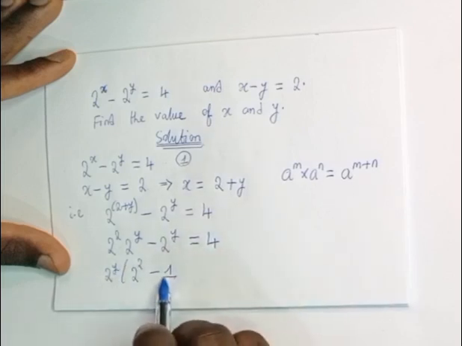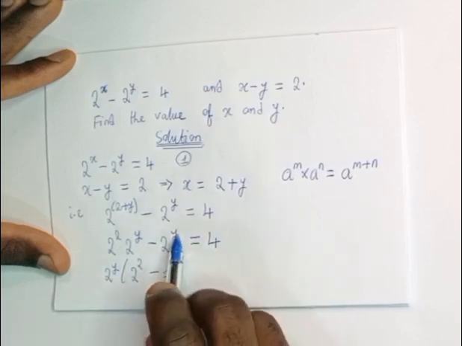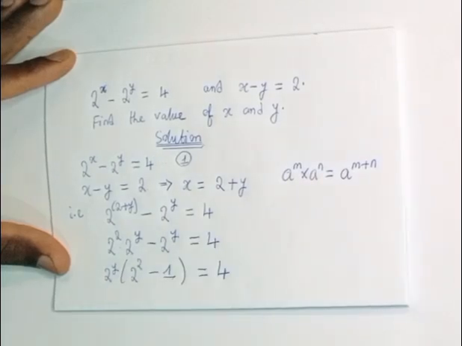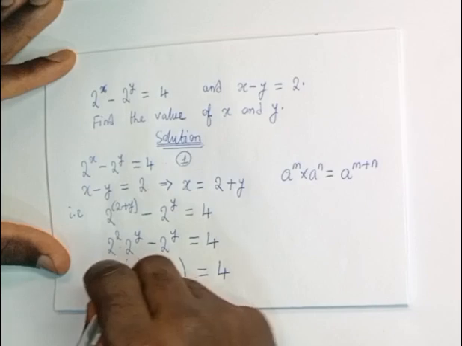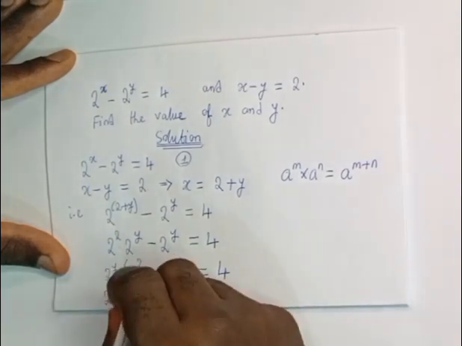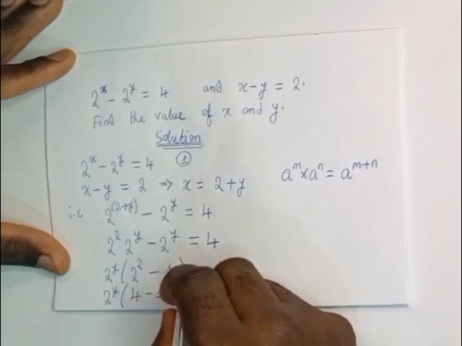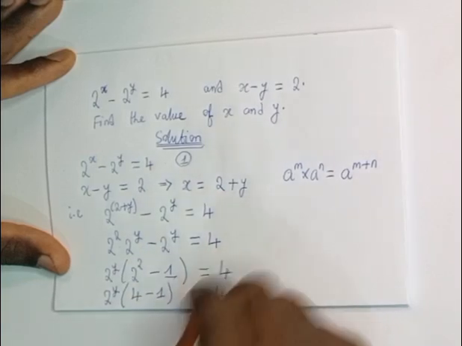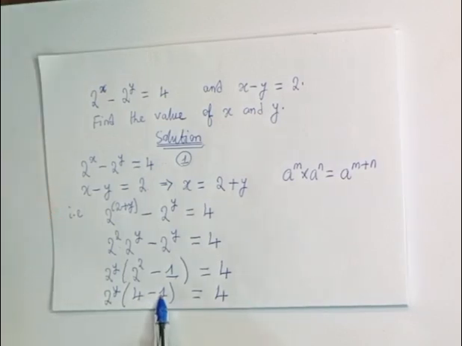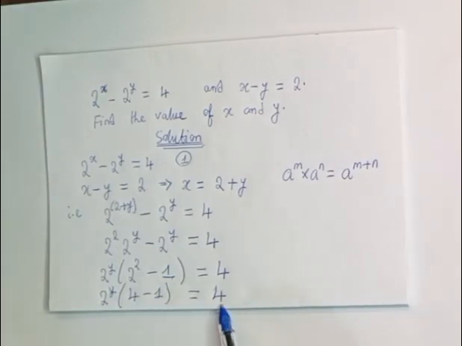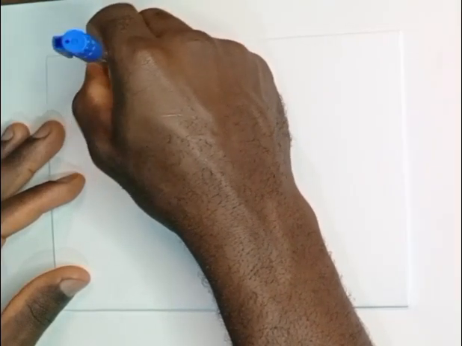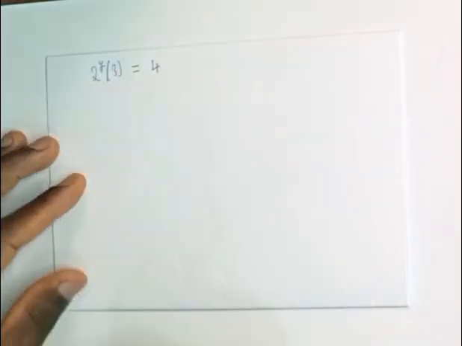2 raised to the power y times negative 1 gives us negative 2 raised to the power y. We close the bracket, is equal to 4. This will simply give us 2 raised to the power y times 2 raised to the power 2, that is 2 times 2, which is 4, minus 1 is equal to 4. 4 minus 1 gives us 3. We will be left with 2 raised to the power y times 3 is equal to 4.